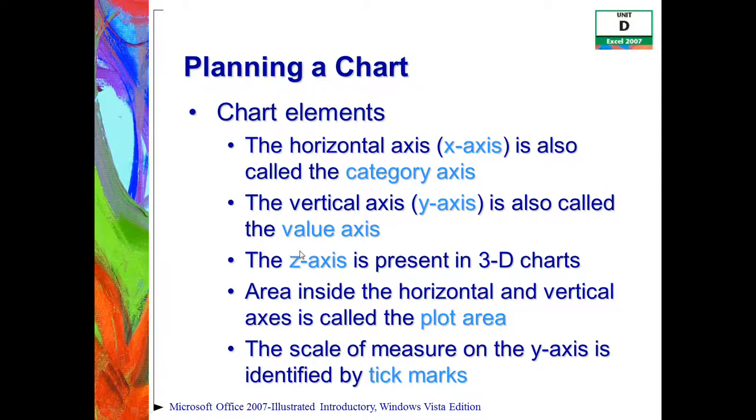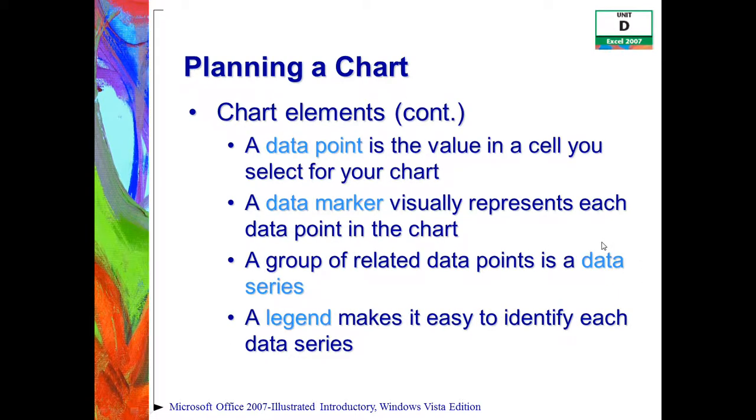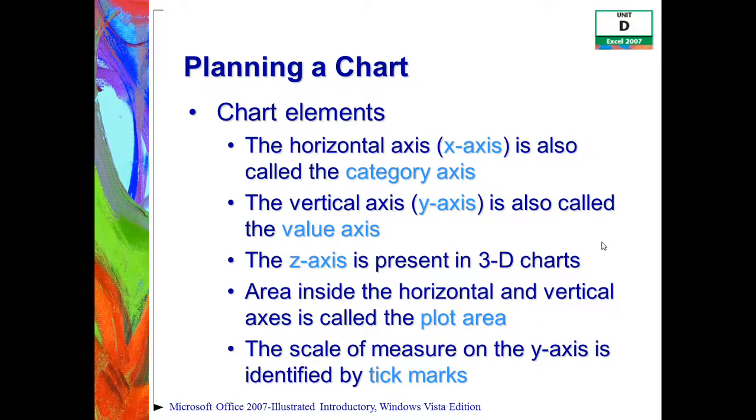Now there is a z-axis, which is present in 3D charts. Of course, the area inside the horizontal and vertical axes is what we call the plot area. Now, the scale of measurement on the y-axis is marked by what we call tick marks, and we'll take a look at some examples of these here in just a little bit.